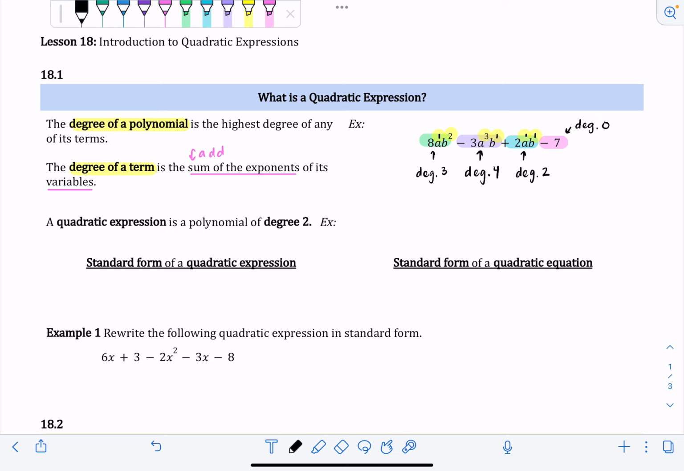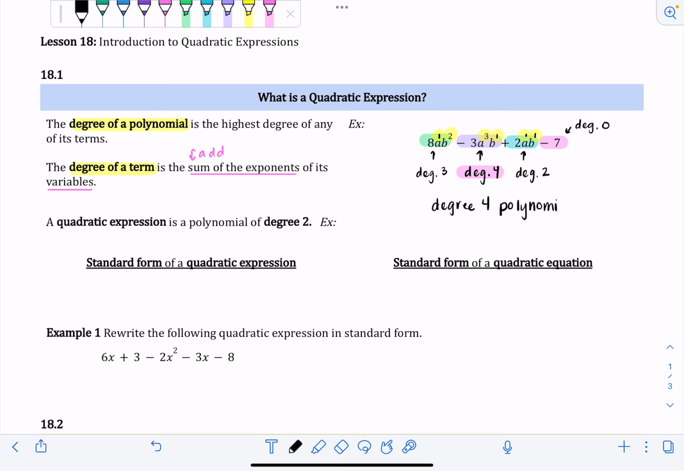Just know a constant number without a variable is a degree 0. And then backtracking a little bit, the degree of the polynomial is the highest degree of any of its terms. So for the degree of the polynomial, we don't add all the different degrees from each term. We wouldn't do 3 plus 4 plus 2 or anything like that. We just take the highest one out of the entire group. The highest one is 4. So this whole polynomial would be a degree 4 polynomial.